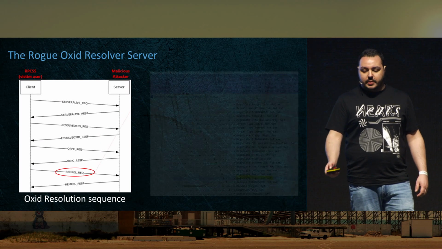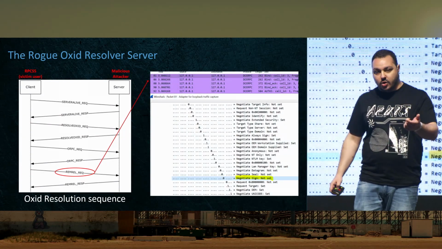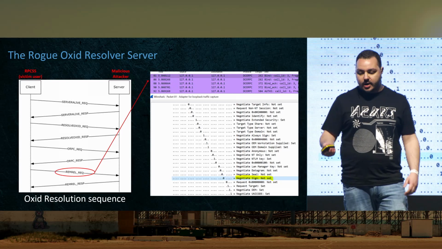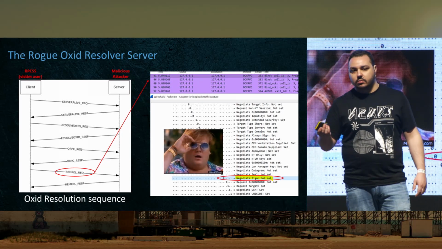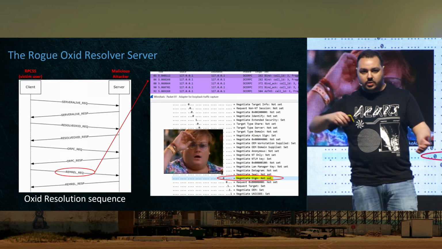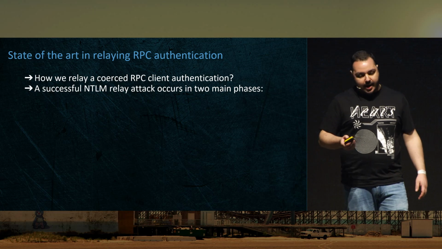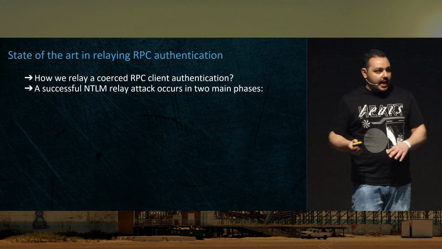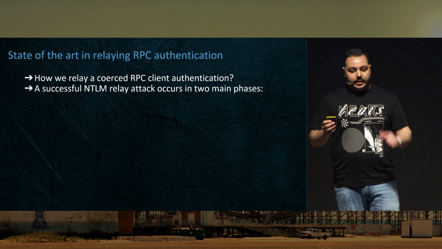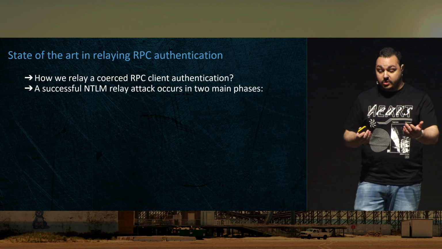And to our surprise, when the successive call of the Oxid resolution sequence arrived, the signing flag was not set anymore. So this was a bingo for us, because the rest of the exploit was just a fun ride. But this is just a trigger of the authentication. In order to achieve some privilege escalation, we have to relay this authentication.